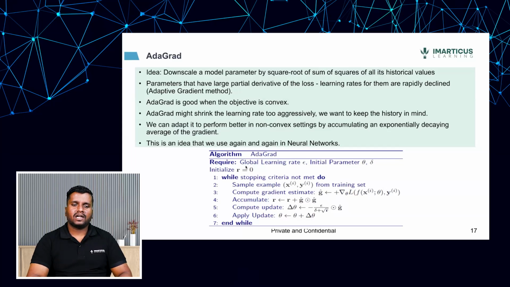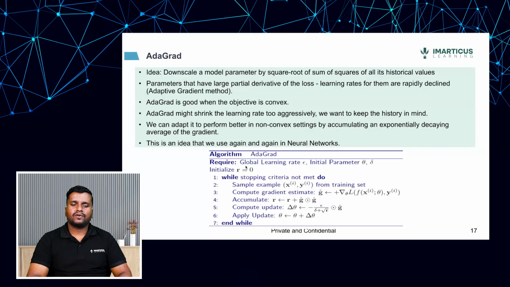For parameters that have large partial derivatives of the loss, the learning rates are rapidly declined. So in adaptive gradient, we rapidly decline the adaptive learning rates. AdaGrad is good when the objective is convex in nature. If we are moving towards a convex end at the bottom, AdaGrad might shrink the learning rate too aggressively. We want to keep the history in mind, so it can shrink the learning rate too aggressively.